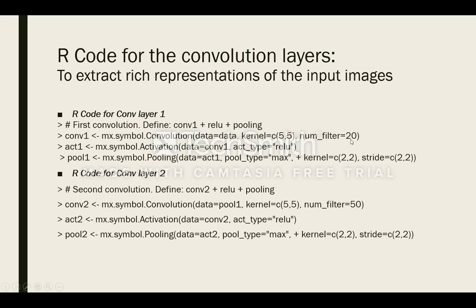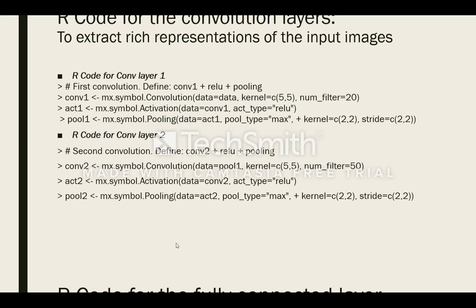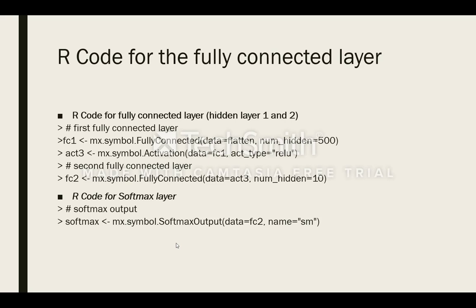The number of filters is 20, and the size of the kernel is 5. The activation function is ReLU, and finally we have a pooling layer here, and the size of this is 2. And the same for convolution layer 2. The difference is that in this case we have 50 filters, and the kernel size is 5. Next we'll look at the code for the fully connected layer.